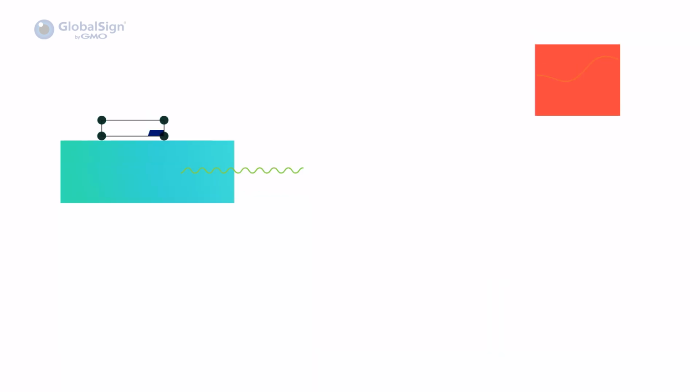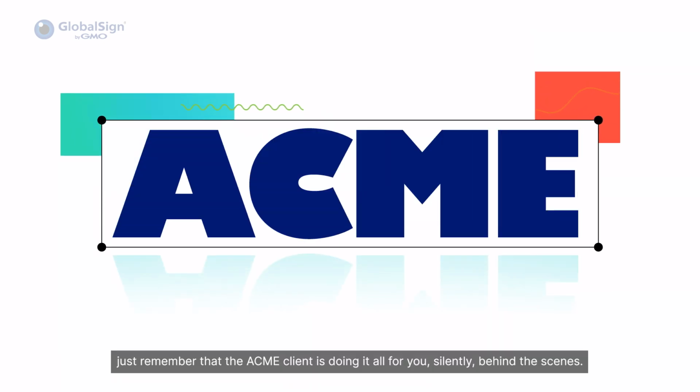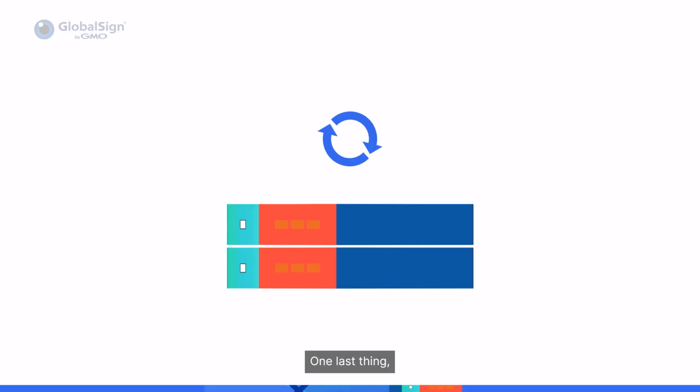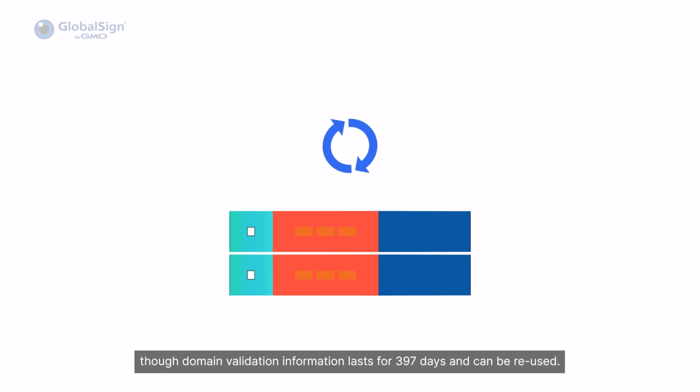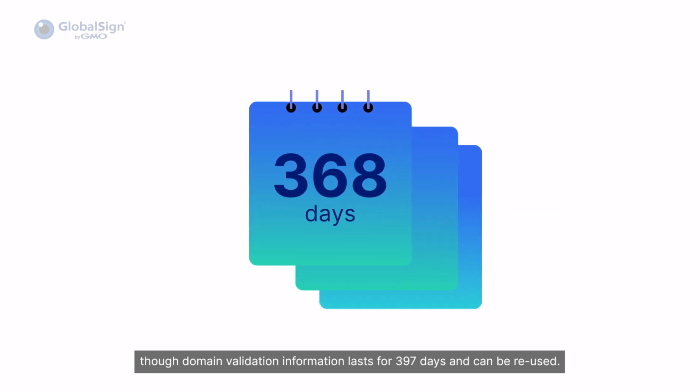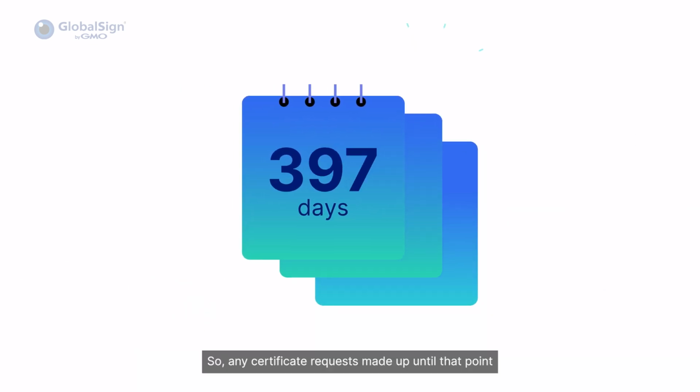And that's that. If that seems like a lot, just remember that the ACME client is doing it all for you, silently, behind the scenes. One last thing, renewals work the same way, though domain validation information lasts for 397 days and can be reused. So, any certificate requests made up until that point will not require the domain validation step.